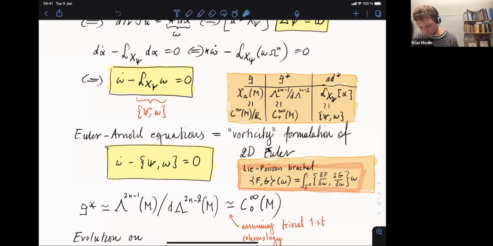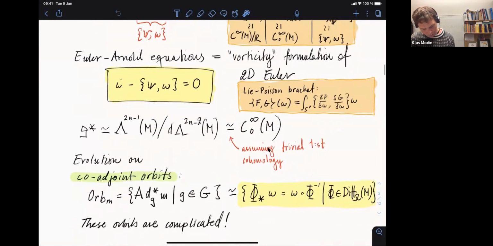So it's related to the finite dimensional Poisson bracket like this, with just the integral, multiplying with the vorticity function. Of course, there should be an omega to the n here as well. I need to integrate with respect to the volume form. Okay, so here is what we have again.